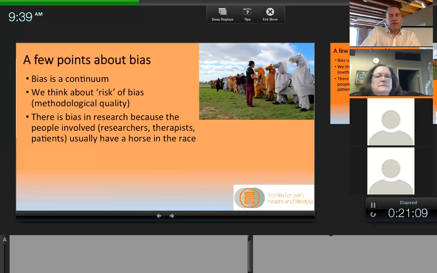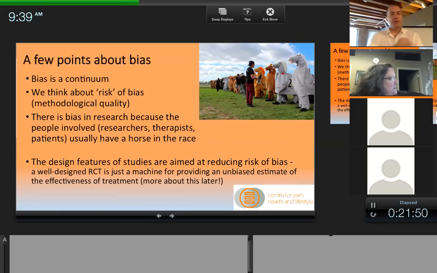So the reason there is bias in research is because the people involved have a horse in the race. Okay? Researchers generally have an interest in the study showing something. Clinicians who are involved, who are delivering the treatment, usually have an interest in showing something. Often the patients have an interest in it coming out some way. And so this is why we have bias in research. If none of those people were worried about it going one way or the other, we might have error, but we wouldn't have bias. Okay?